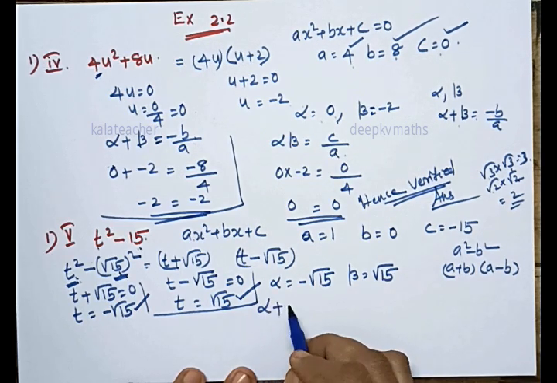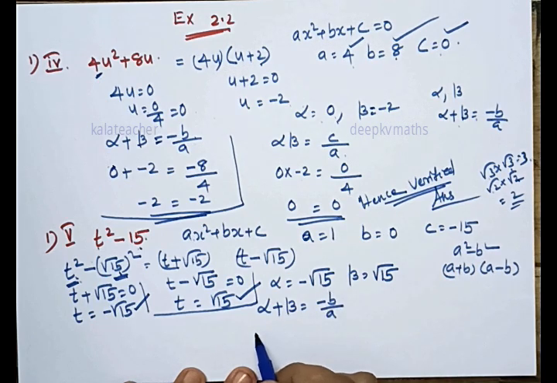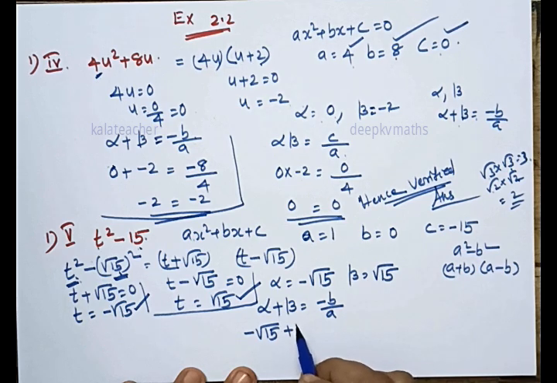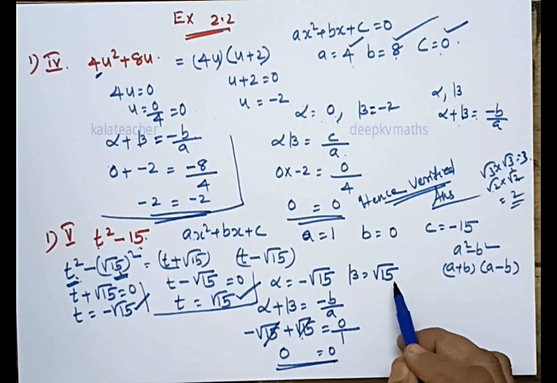Then alpha plus beta is equal to minus b by a. Alpha plus beta is minus root 15 plus root 15 equal to minus b by a, and verify. Here minus b, the value of b is 0, and a is 1. Minus root 15 plus root 15 is 0, and here it is also 0. So 0 equal to 0. This is verified. Alpha plus beta verified. Now this is alpha beta.